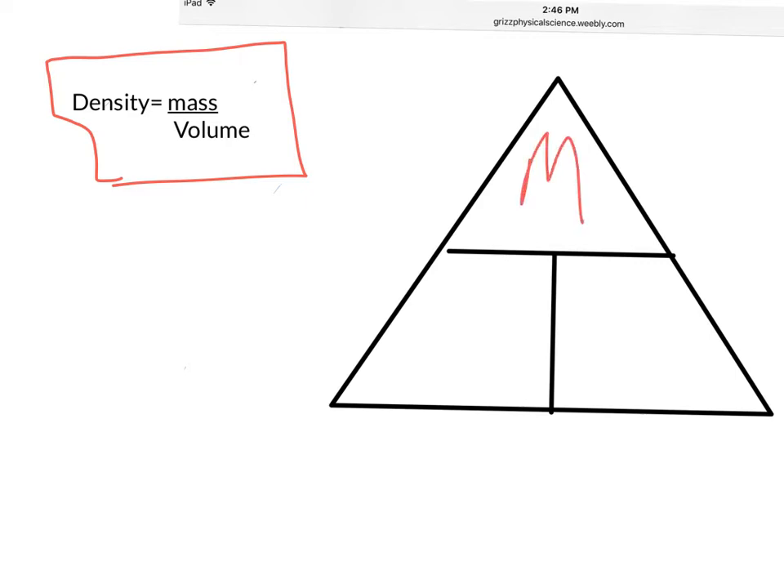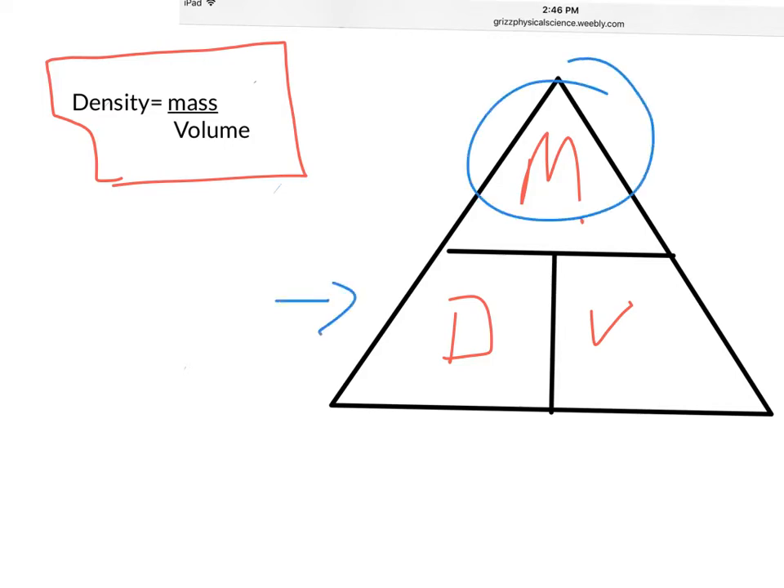You're going to have mass, density, and volume. So now this little triangle kind of helps you out. If I'm looking for density, cover the D with your fingers, and what's left is the mass divided by volume. Okay? Now you can do this with any formula with three different units. So now if I'm looking for mass, you're going to cover the mass with your fingers, and what's left is density times volume. Okay?